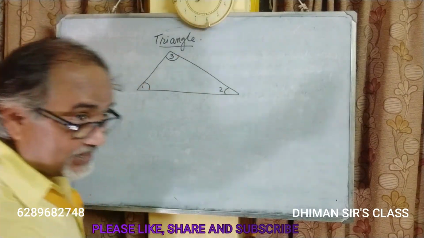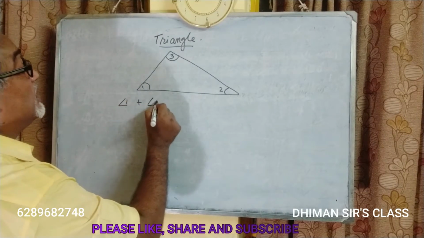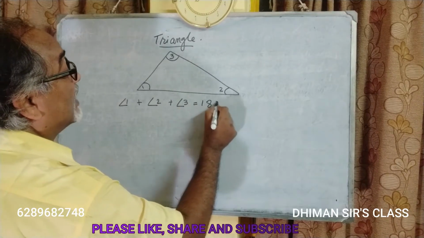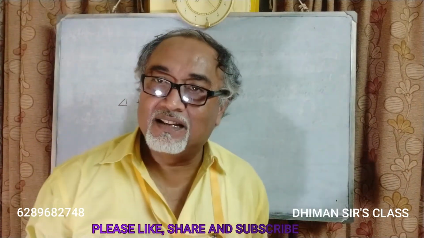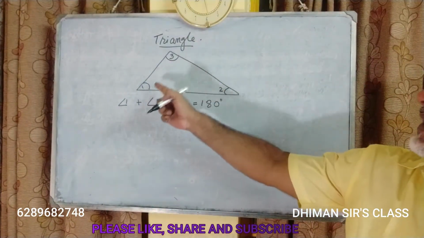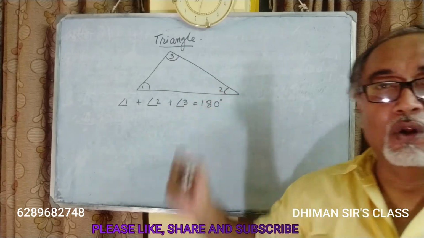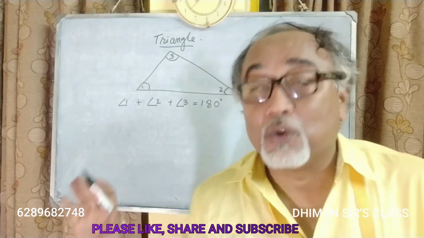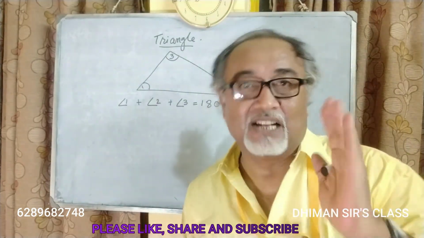Now, what does the angle sum property of a triangle say? Angle 1 plus angle 2 plus angle 3 is equal to 180. It says that the sum of the three angles, angle 1 plus angle 2 plus angle 3, is always equal to 180 degrees. Okay, students? Now we are going to prove this with the help of an activity.